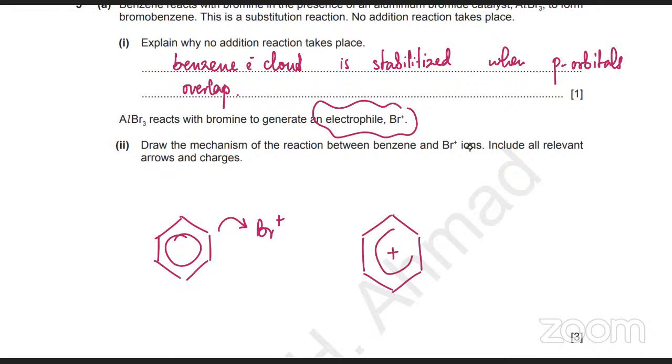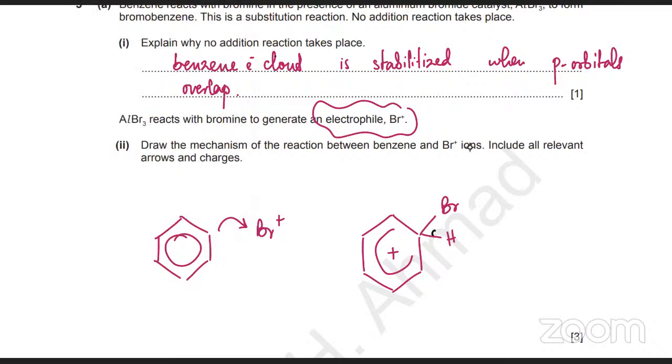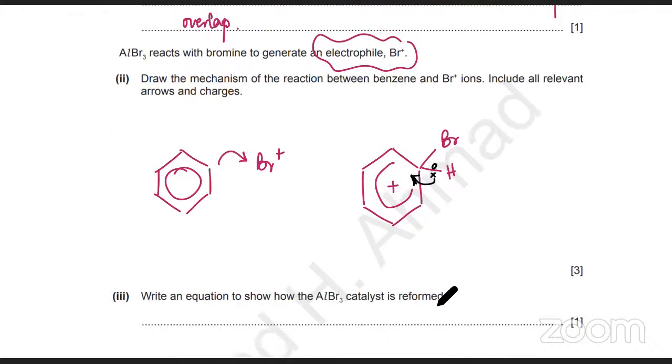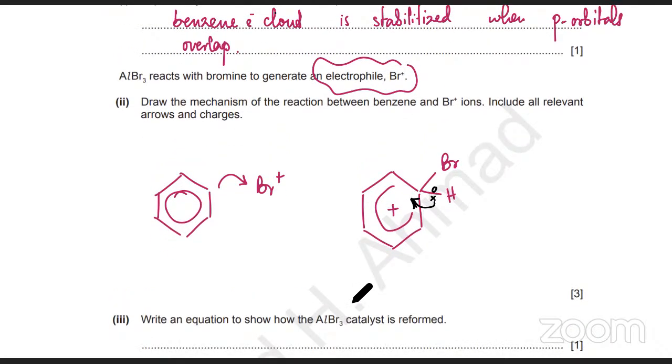and your benzene electron cloud will become incomplete. And in the next step, the H is the one that's going to lose electrons, and it will leave. Then he says, write an equation to show how the AlBr3 catalyst is reformed. So what happened over here is that it would become AlBr4-1.